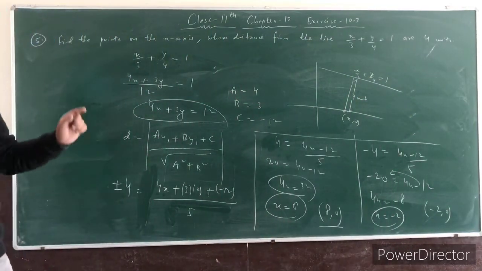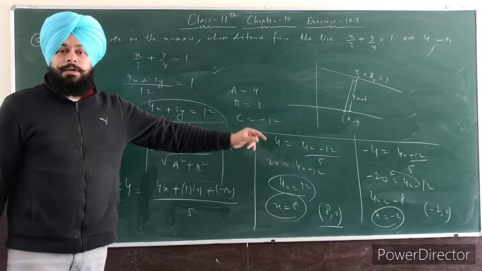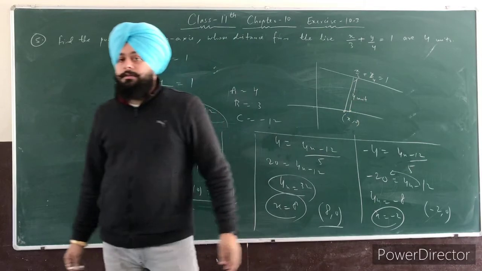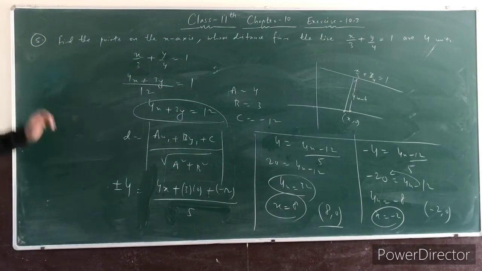So therefore the first point is (8, 0) and the second point is (-2, 0), such that their distance from this line is 4 units. Alright, this is your question number 5.